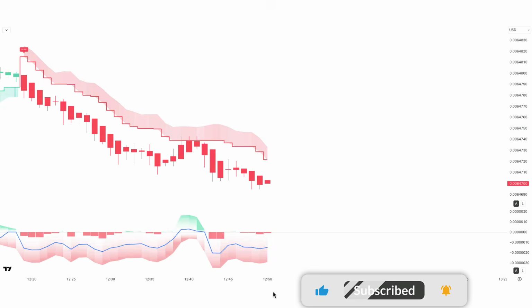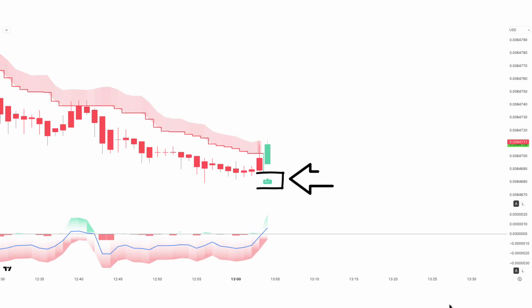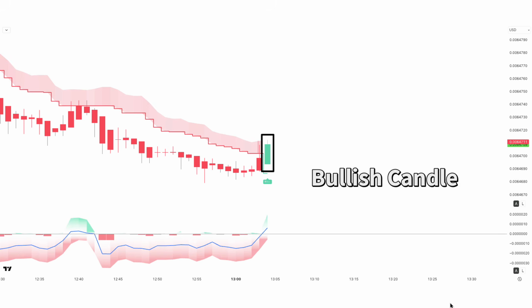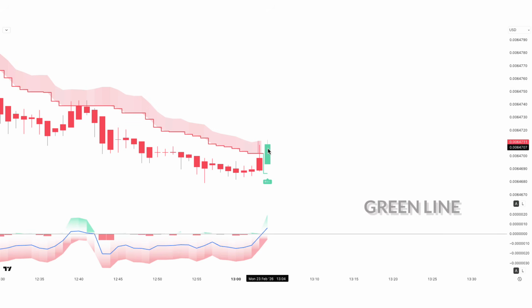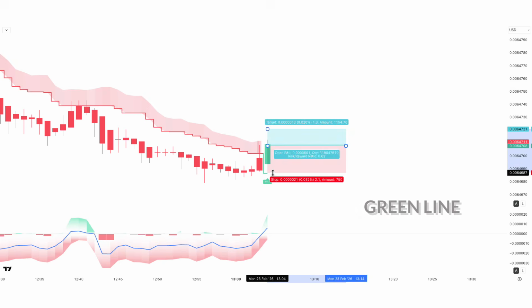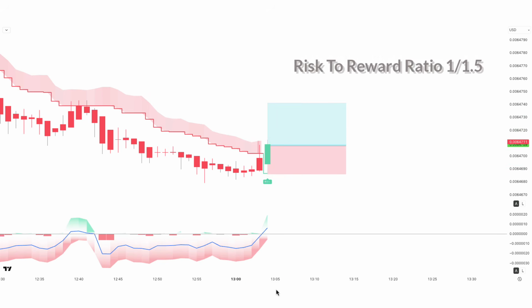Now our setup is ready. Let's see how we use these trading setups. When the premium price action arrow of this indicator is a buy signal, when the blue line of AL Supertrend is above the zero line, and when the market forms a bullish candle, if this condition is fulfilled, then we will place a buy order. Our stop loss is to be placed at the green line, and the risk to reward ratio will be 1:1.5.